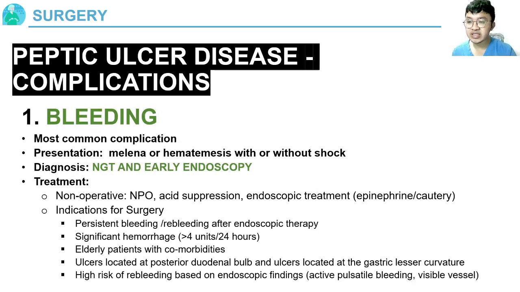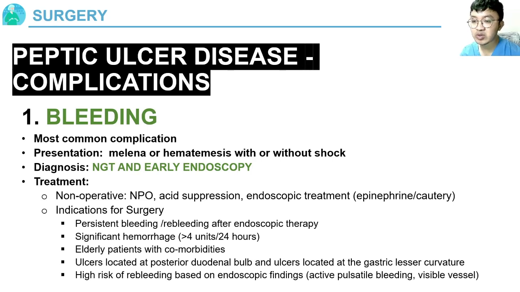So for peptic ulcer disease, the number one complication again is bleeding. Again, it's the most common. It presents with melena or hematemesis with or without shock. But hematochezia may be present if the blood loss is very voluminous, because blood is a very great prokinetic. If you have lots of blood there, it's just going to pass through, still bright fresh red. Fresh red is usually lower GI bleeding because it's near the anus. However, you can also have hematochezia in patients with upper GI bleeding.